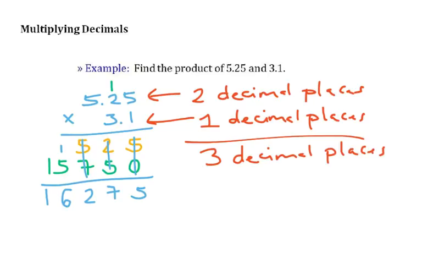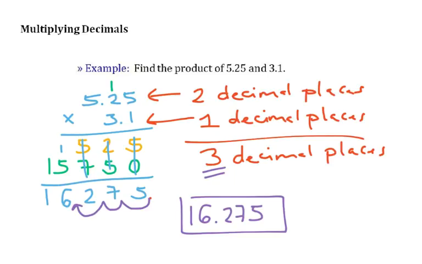So currently, this number at the end, 16,275, apparently has a decimal point at the end, and we will now swing that decimal point back 3 places due to this fact here. So our correct final answer as the product of 5.25 and 3.1 would be 16.275. And that's it. So again, much like multiplying with whole numbers, just make sure you account for the decimal points so that you don't get an answer that is far too large or far too small.